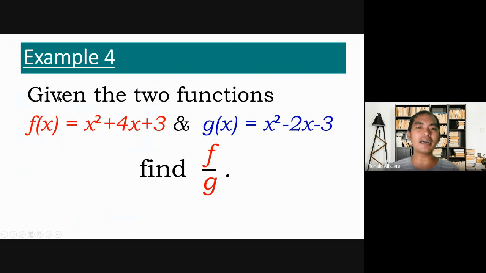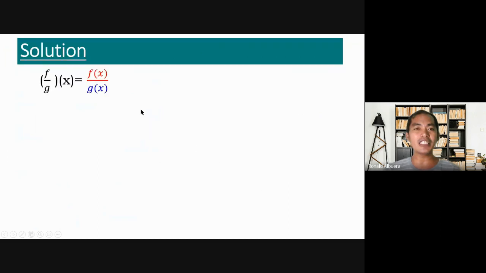Another example. Okay. So, tingnan natin kung anong mangyayari dito sa dalawang functions pag dinivide natin. Given the two functions, f of x equals x squared plus 4x plus 3 and g of x equals x squared minus 2x minus 3. Find f over g. So as our solution, you write first the definition of f over g, which is f of x over g of x.